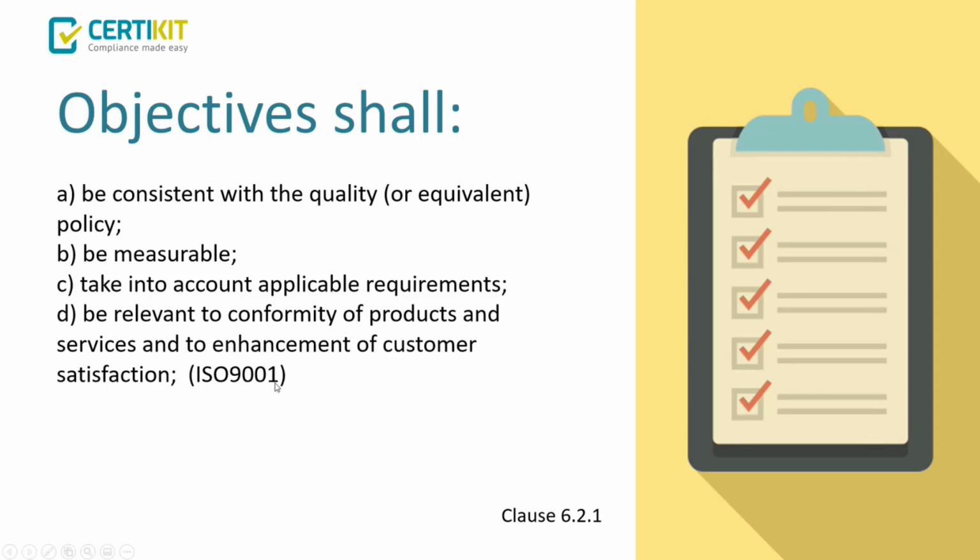Again, 9001 specifically really, but there's an equivalent part in the other ones. Be relevant to conformity of products and services and to enhancement of customer satisfaction. So obviously customer satisfaction is a key part of 9001. So it's really again saying that the objectives should be relevant. They've got to be relevant to what your management system is about and exactly what you're trying to achieve.